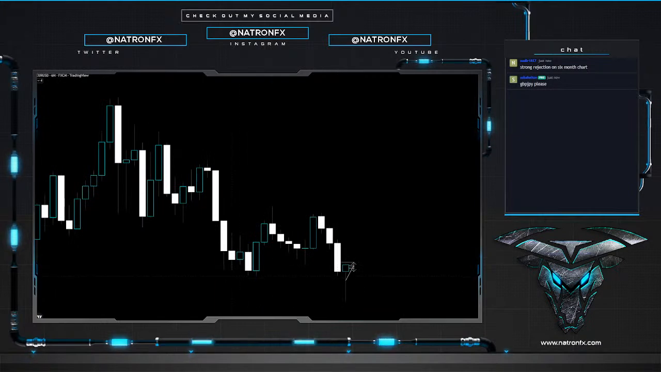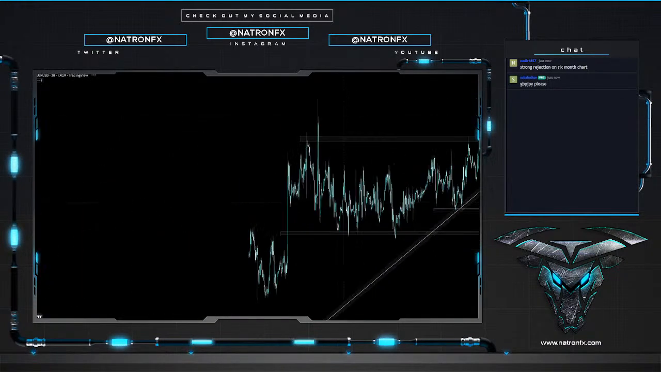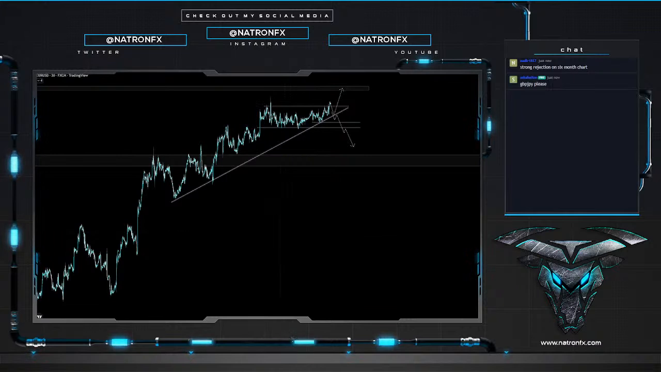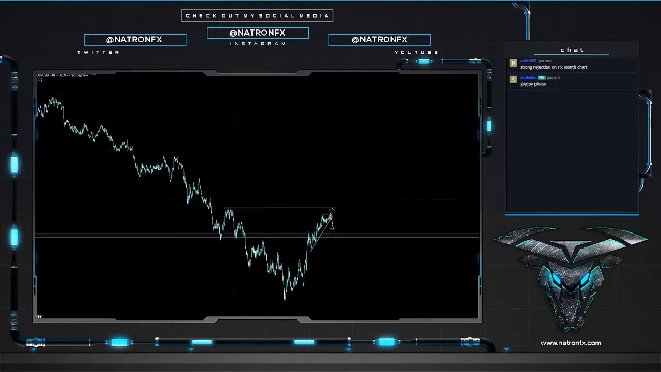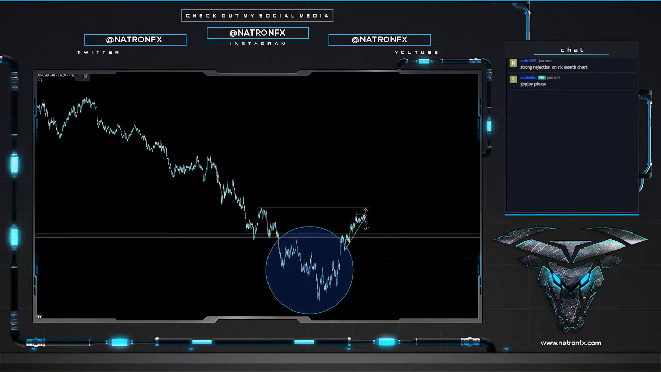Oh, yeah. Wow. This is what you're probably looking at here. So all that is the rejection right here. All of this is the rejection or fake breakout on the 6 month. Pretty crazy, man.